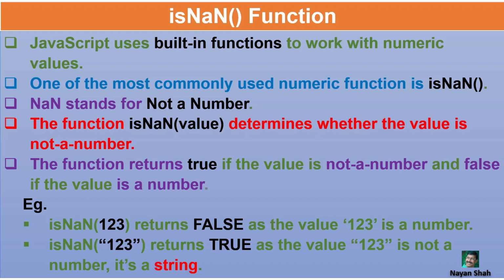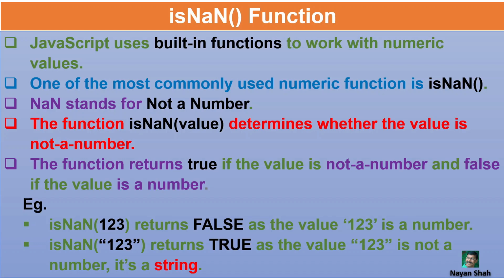So for example, isNaN(123), where 123 is a pure number, it is actually 123. So it will return false, because 123 is a number and we are checking is not a number. But if you write isNaN within double inverted commas "123", though it is looking like 123, it is actually not 123, it is character 1, character 2, character 3. So this will return true, as the value of "123" is not a number, it's a string.